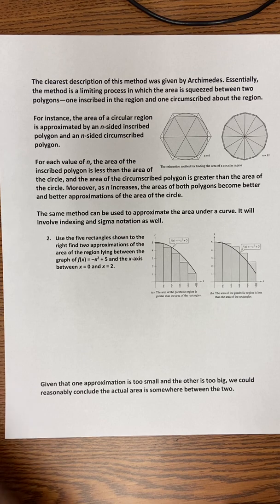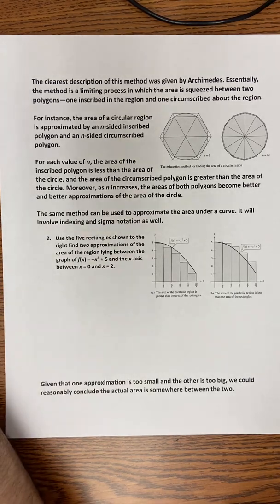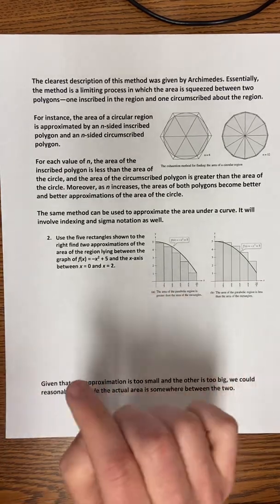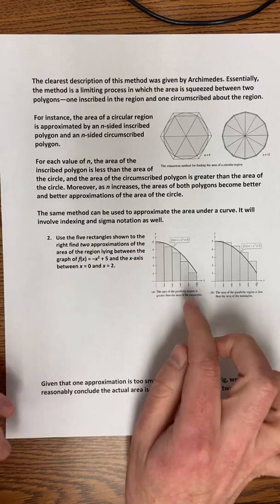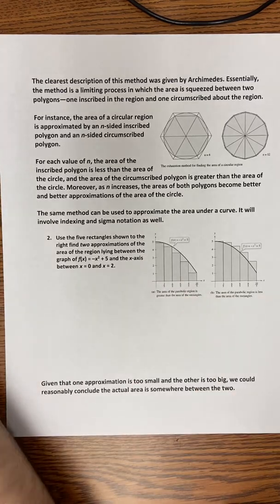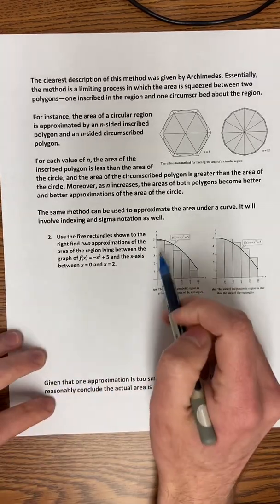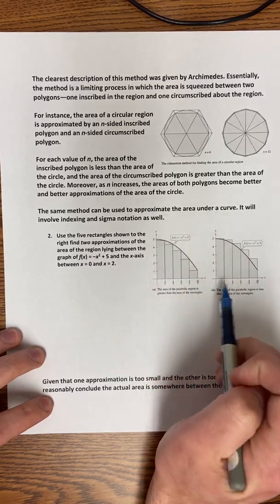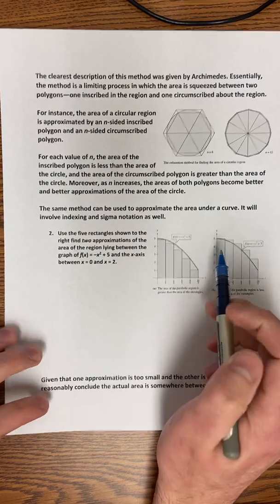So the first thing that we need to do is generally identify the width and the height. Now, looking at all of these, I know that the width is 2/5 for each one of these regions, but the height is just going to be the function evaluated for the first one on the right side. For the second one, it looks like it's evaluated on the left side.